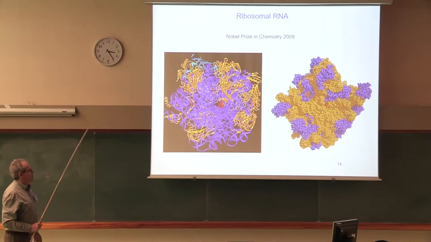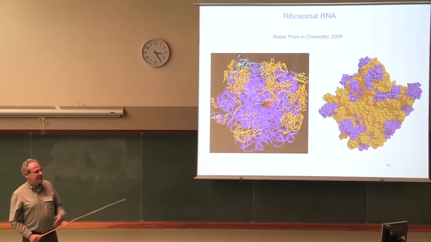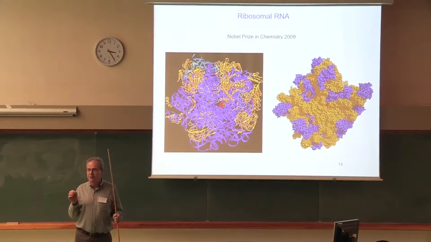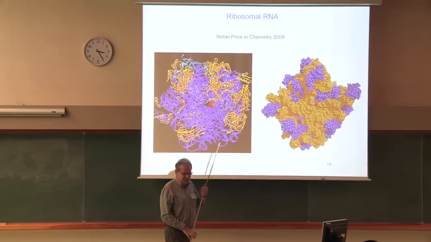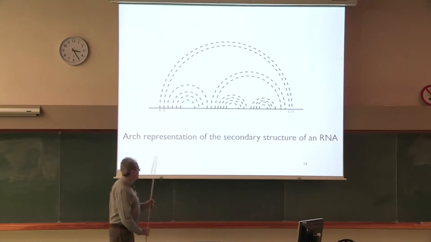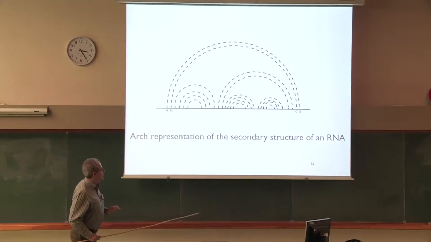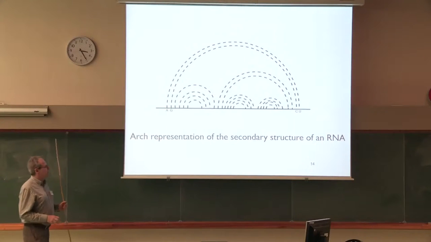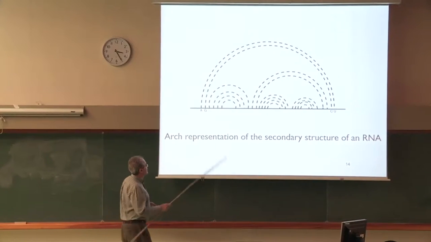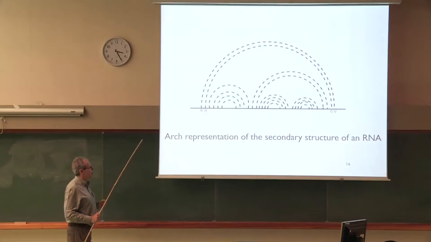Each base is about 20 atoms, so that's 60,000 atoms, times 3, so it's like 100,000 coordinates that you have to determine at the angstrom precision by crystallography, and it's really a big challenge, and it was very tough work. So the representation that we will use in the following is the so-called arch representation of the secondary structure of RNA. I'm not interested in the geometry for the moment, because of course what's interesting is the 3D structure of the RNA. But the folklore is that if you know all the pairings like this, then this is constraining enough to determine the three-dimensional structure of the RNA.